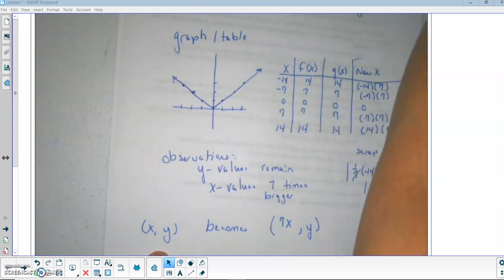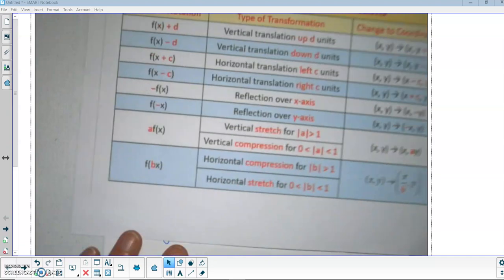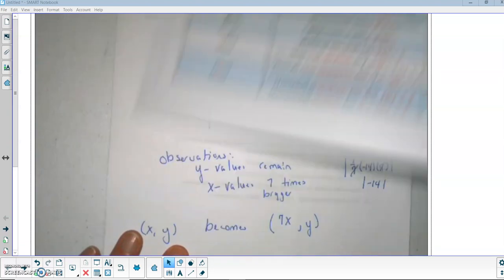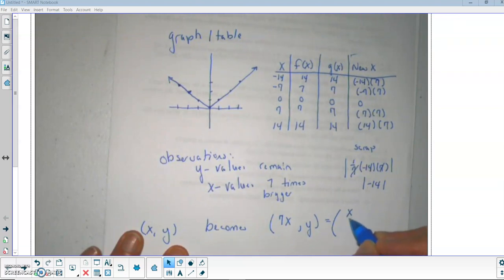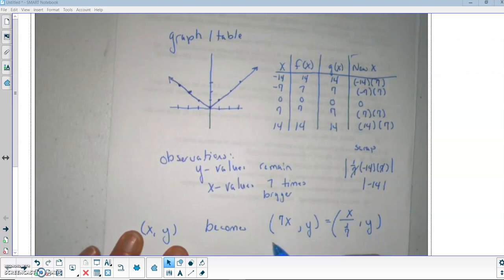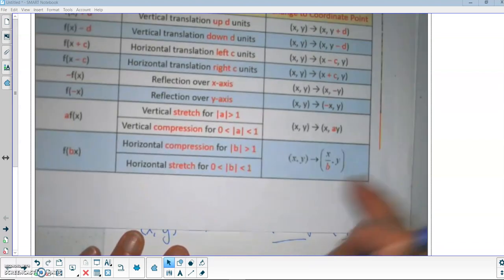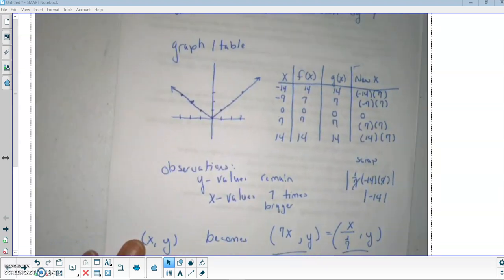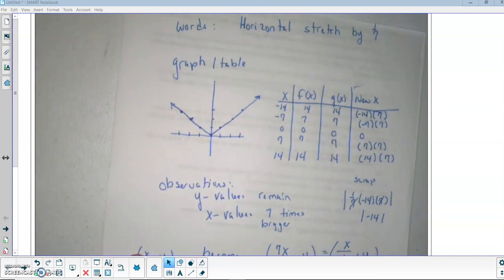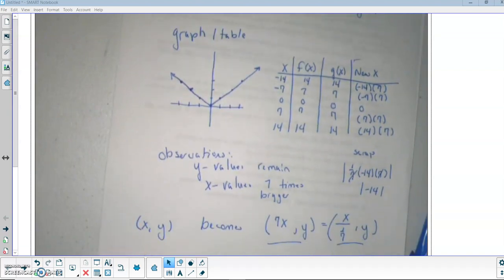So the b, if you look at your chart, our b was 1/7. So this is the same thing as saying x divided by 1/7. Either way, you can write it like this, or you can write it like this. Written this way is what your chart uses, but this might make more sense to you. All right, that's all of the transformations. Hopefully these videos help.